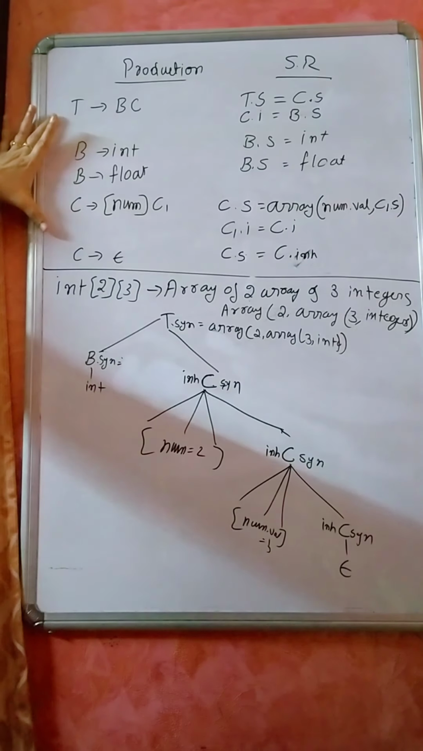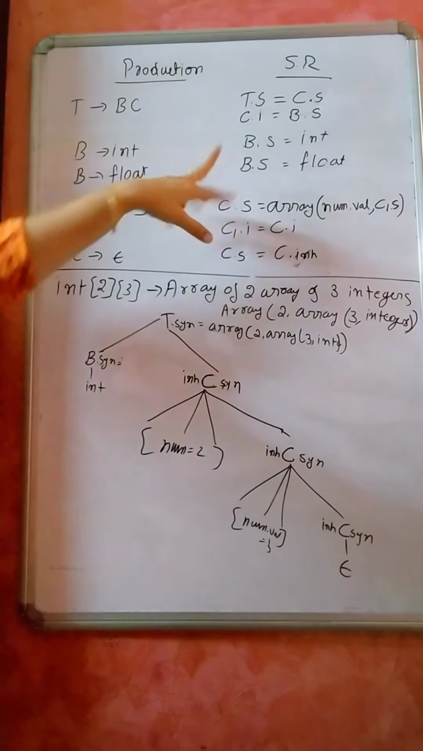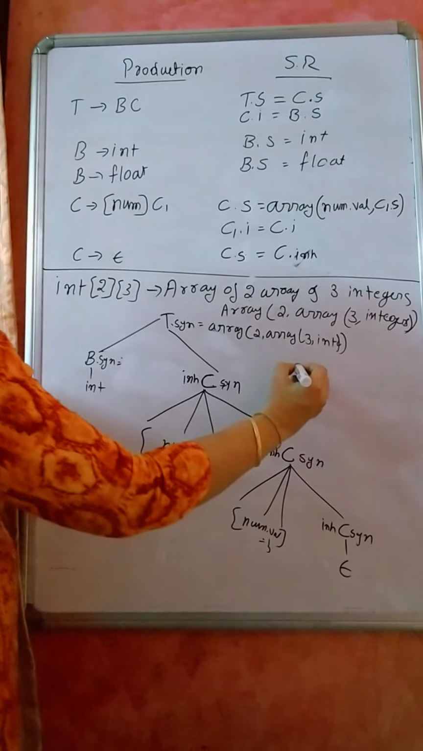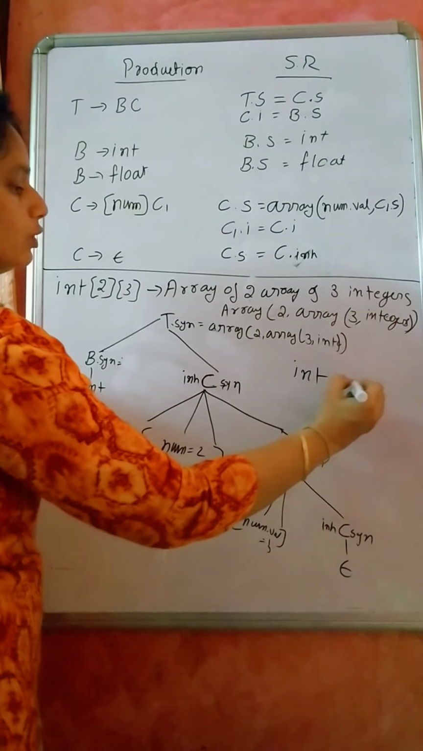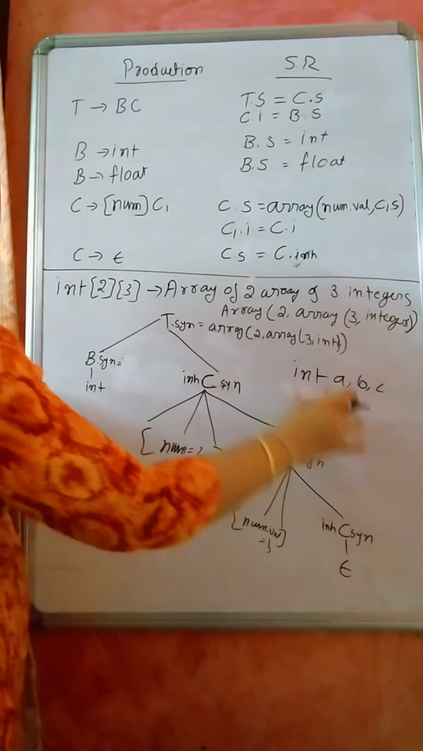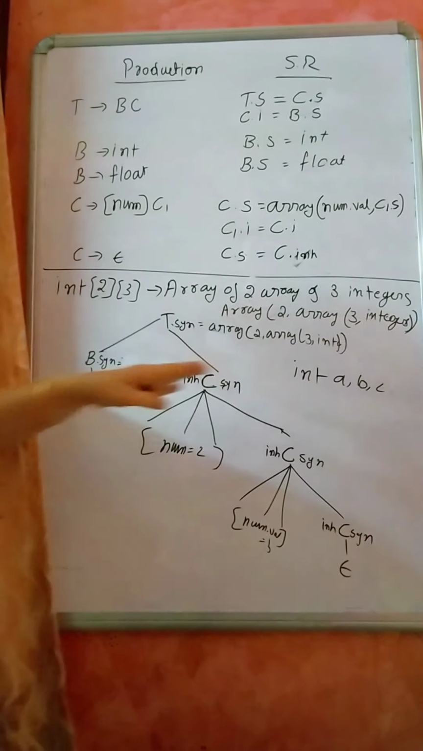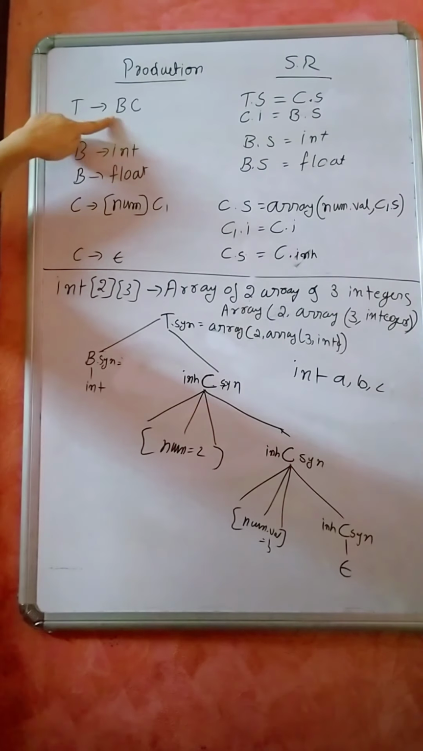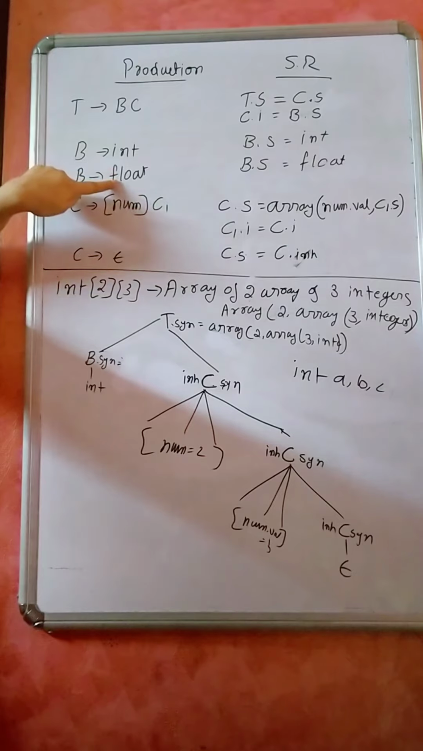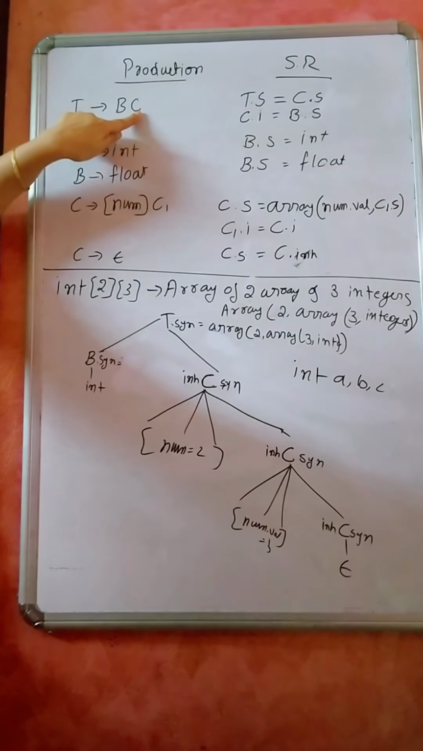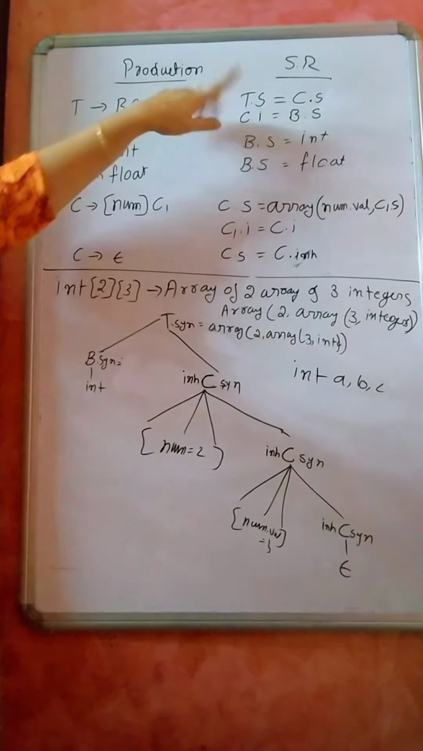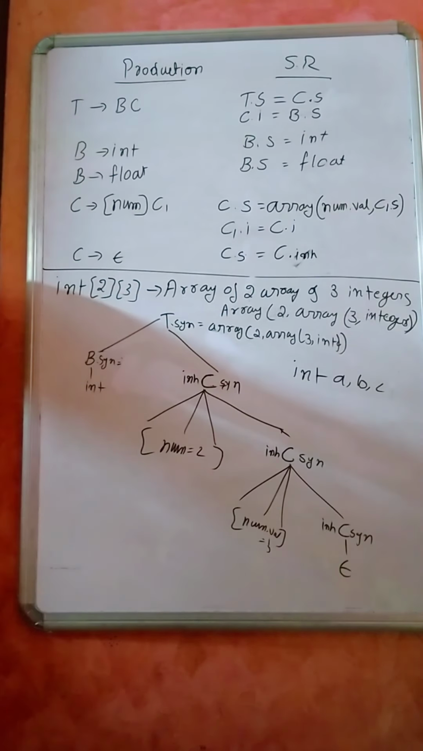So let us consider this production and this semantic rule you are having. It is almost similar to the example I gave, and based on that only we have written the semantic rule here. So what is your B? Either it will be an integer or a float. Then what will be your C dot inherited? I have written I and S whenever it is an inherited attribute and a synthesized attribute.